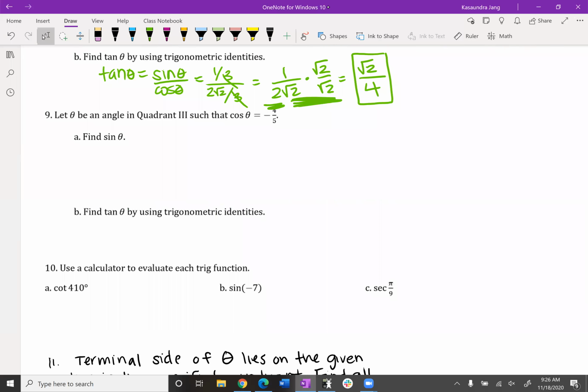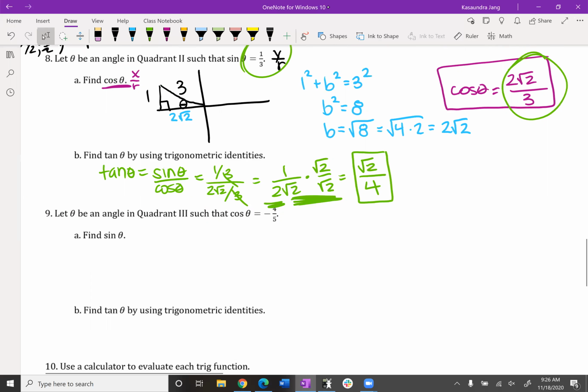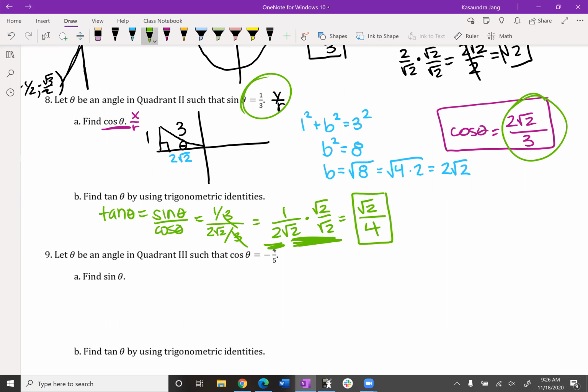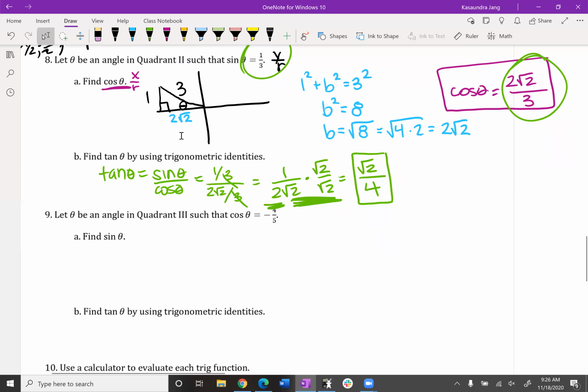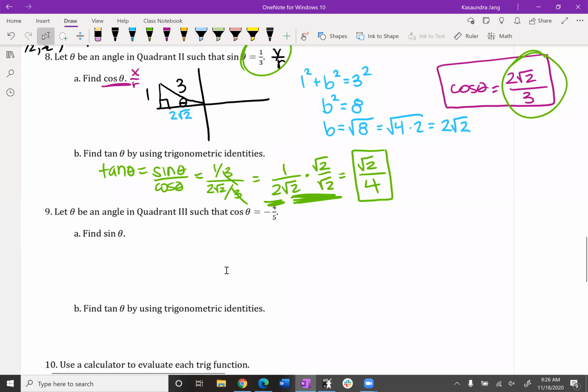Let theta be an angle in quadrant 3 such that cosine is -4/5. Okay, so look, 8 and 9, very similar. I'm going to have you guys take a sec, do number 9. You're in quadrant 3 this time. So kind of do like we did number 8. Draw your triangle, see if you can find the missing side, find whatever trig function they want.